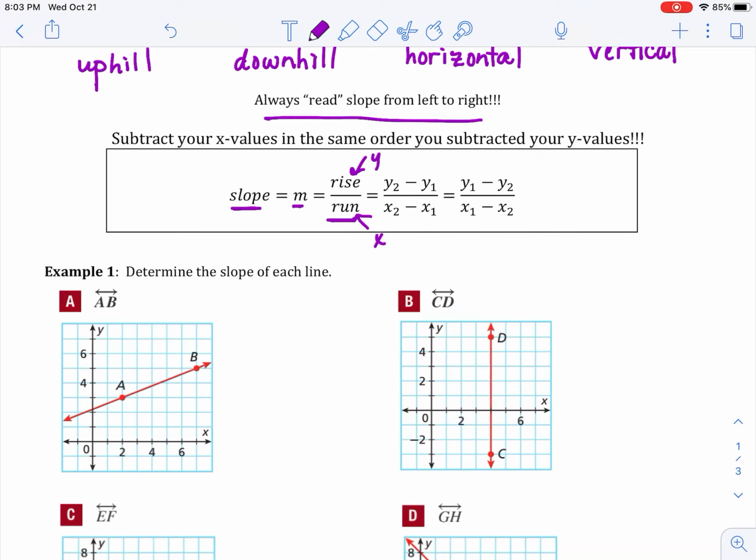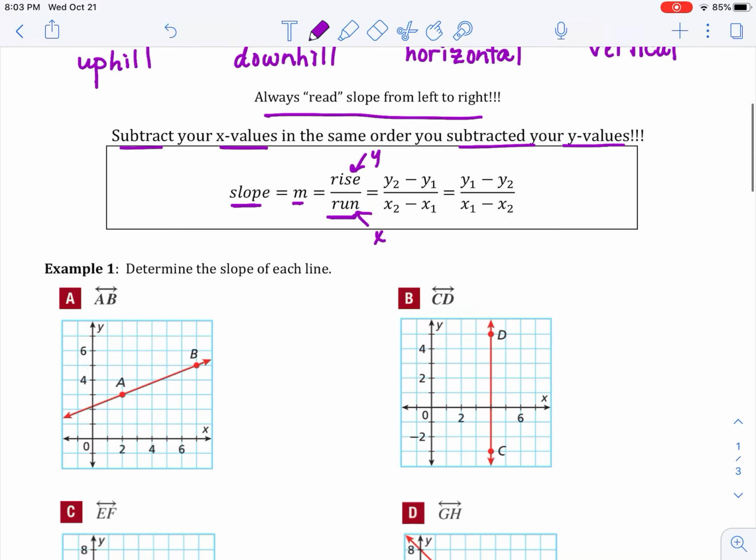And I have this note up above that says subtract your x values in the same order you subtract your y values. We'll talk about that when we get to the ordered pairs, but it honestly doesn't matter if you say y1 minus y2 over x1 minus x2. That's the same thing as saying y2 minus y1 over x2 minus x1. And again, I'll talk about that later when we do the slope formula. There really is no one correct way of subtracting your values as long as you subtract them in the same order on the top and the bottom.